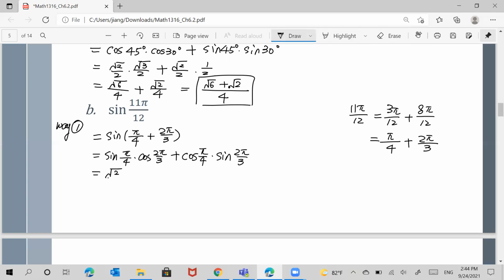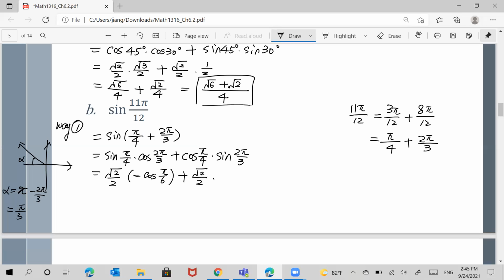And the sine pi over 4 is square root of 2 over 2. And how about cosine 2 pi over 3? So in the xy plane, 2 pi over 3 is here. The reference angle should be pi minus 2 pi over 3. So let alpha be this reference angle, which equals pi minus 2 pi over 3. That's pi over 3. So alpha is pi over 3. The cosine in the second quadrant is negative. So that means negative cosine pi over 3.